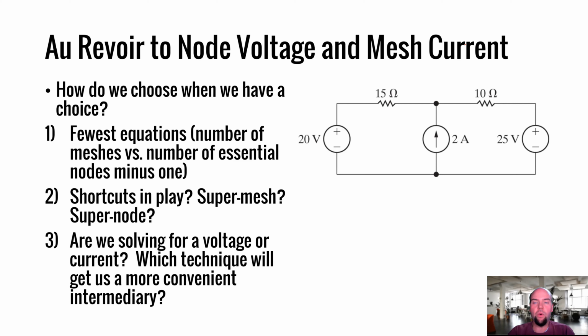And the biggest reason is, quite often, with node voltage, being able to set one of your nodes to 0 and subtract out one of those unknown nodes, that means you're going to have fewer equations to solve if you use the node voltage technique versus the mesh current. But that's not always the case. So how do we prioritize? How do we choose if it's up to us?